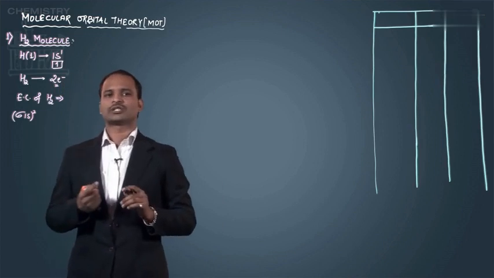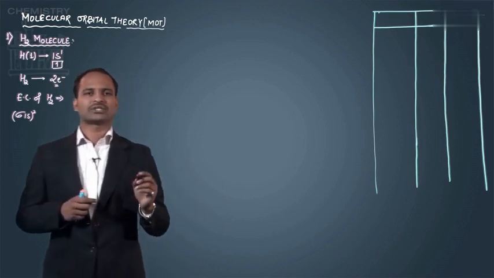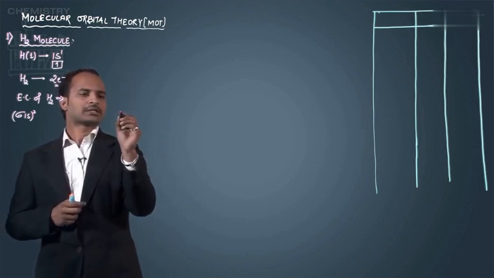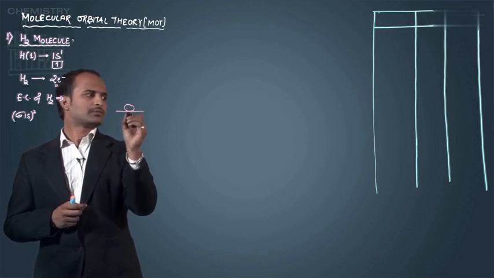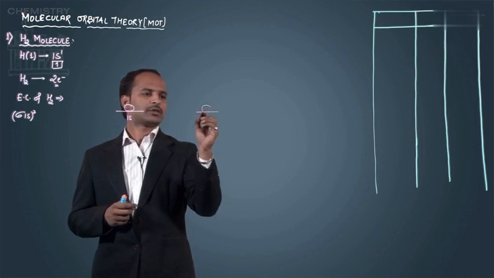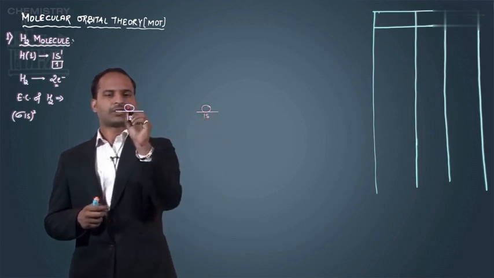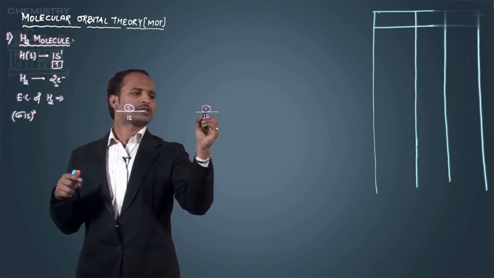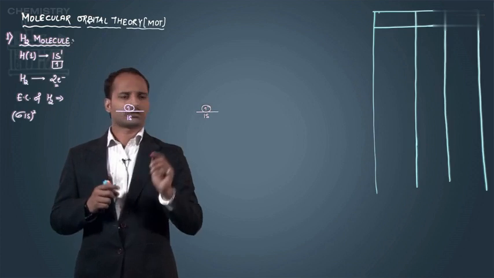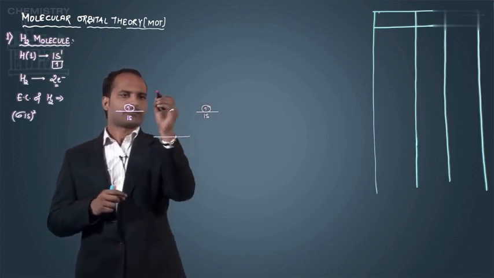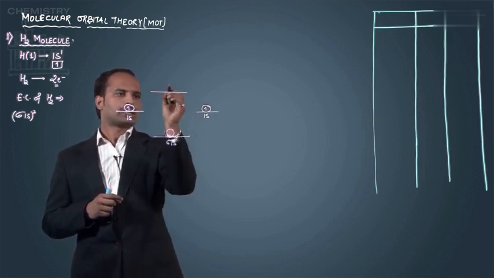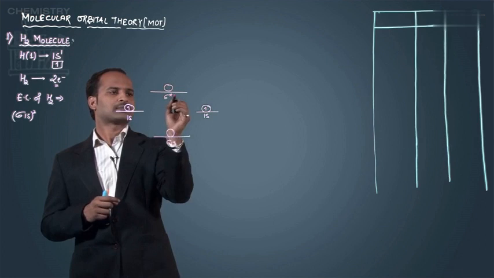Now I want to draw its molecular energy diagram. The molecular energy diagram for the H2 molecule will be something like this: the 1s orbital of the first hydrogen and the 1s orbital of the second hydrogen atom. The 1s orbital of the first hydrogen has 1 electron, and the second also has 1 electron. Both combine and form 2 molecular orbitals. One will have low energy, one will have high energy. This will be sigma 1s and this will be sigma star 1s.